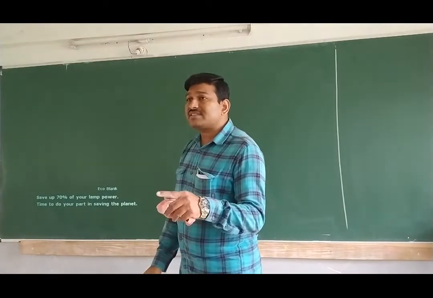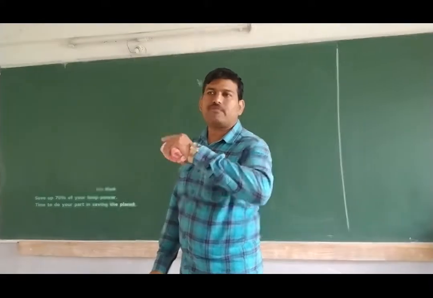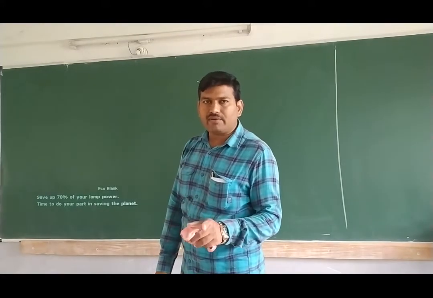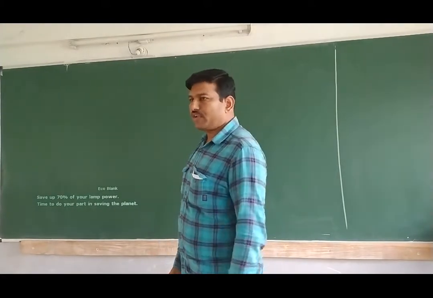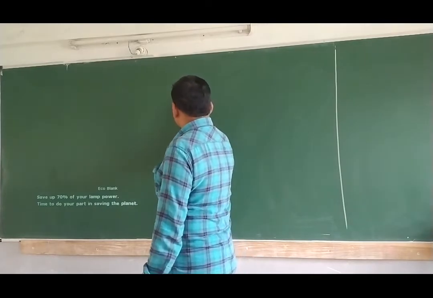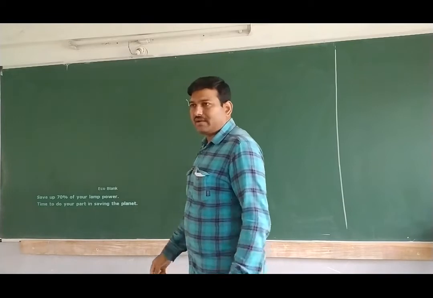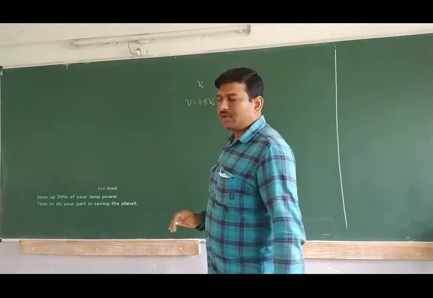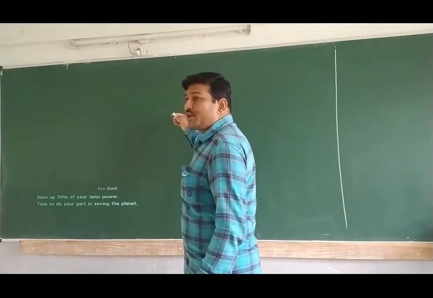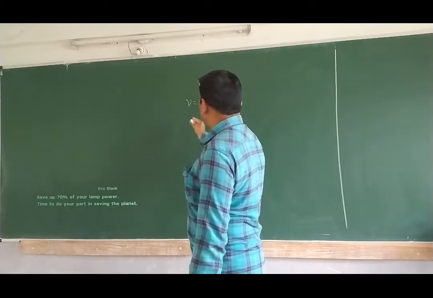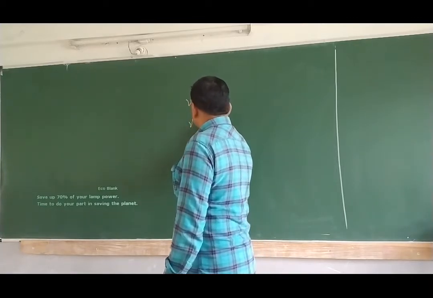If the frequency is less than the threshold frequency, do you have photocurrent? We won't have photocurrent for frequency less than threshold frequency. In the beginning, frequency is equal to 1.5 times the threshold frequency. Yes, sir. So we have the photocurrent. Now, the frequency is reduced to half of its value. Then what is the new frequency? Nu dash is equal to nu by 2.